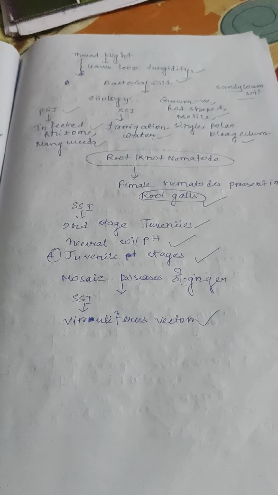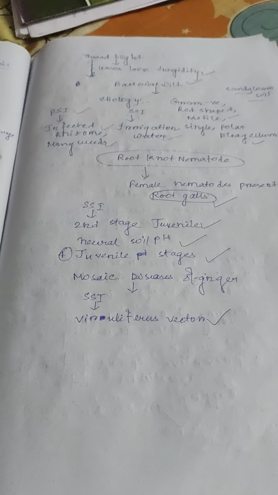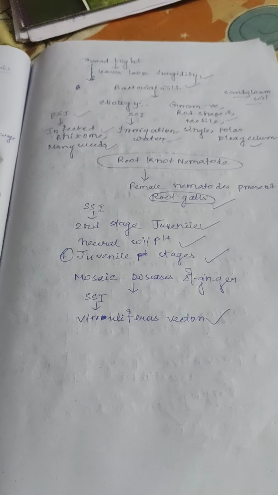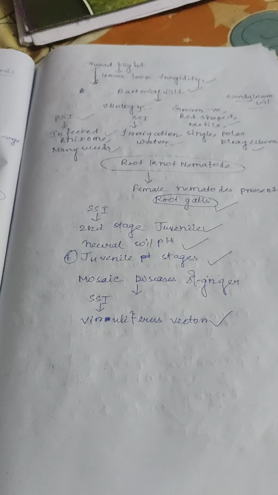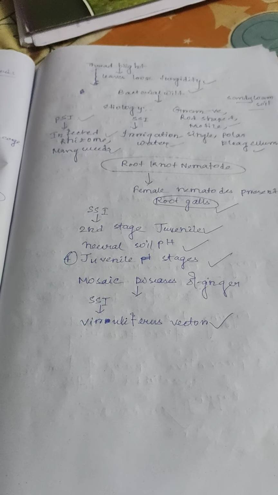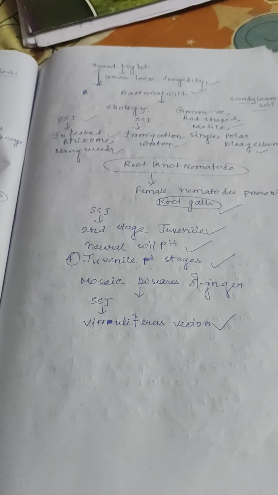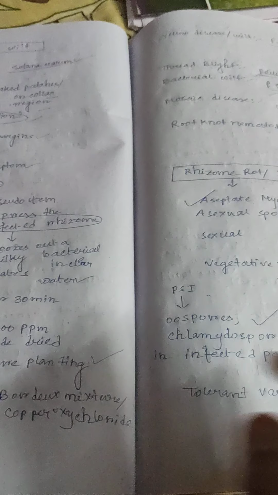Root knot nematode Meloidogyne incognita: female nematodes are present in the root galls, and the secondary source of inoculum is the second stage juvenile. Neutral soil pH is the epidemiology. There are four juvenile phases in root knot nematodes. Mosaic disease of ginger: the secondary source of inoculum is the viruliferous vector. Mosaic disease is caused by wheat streak mosaic virus.